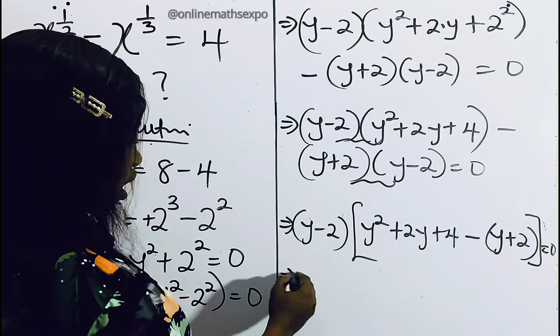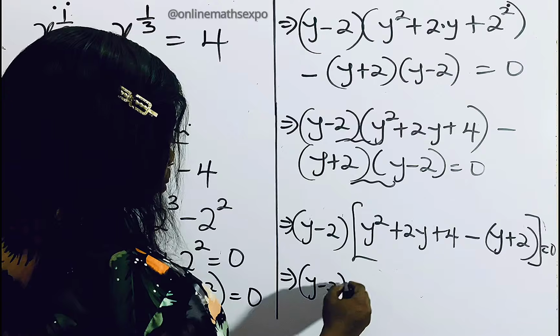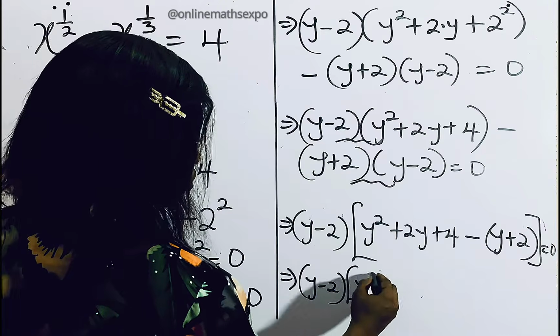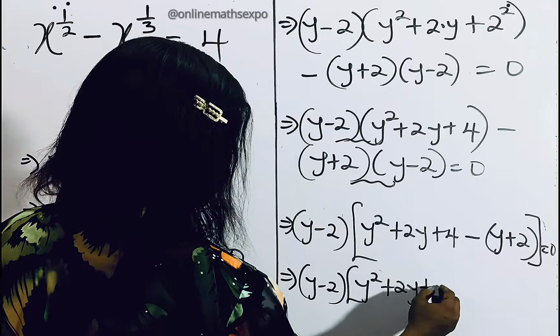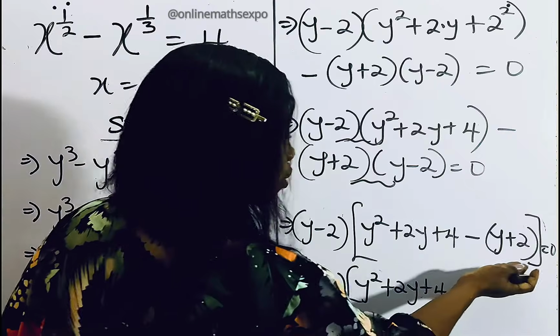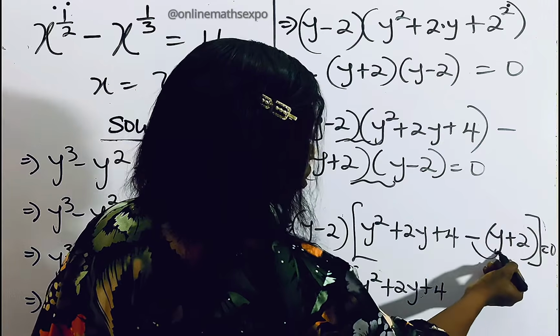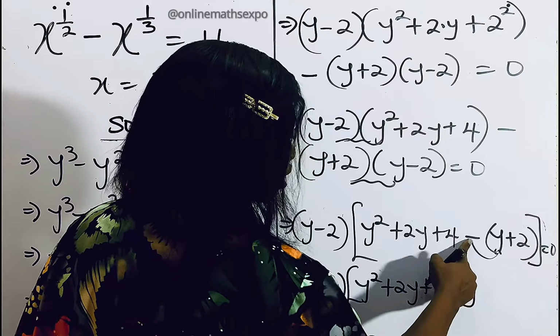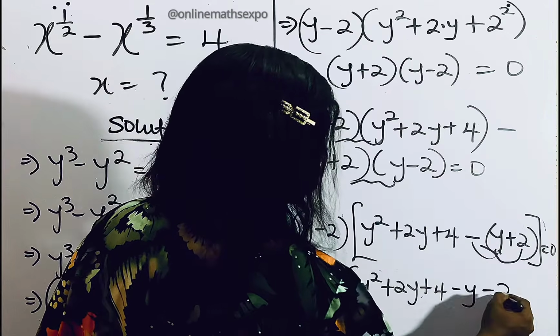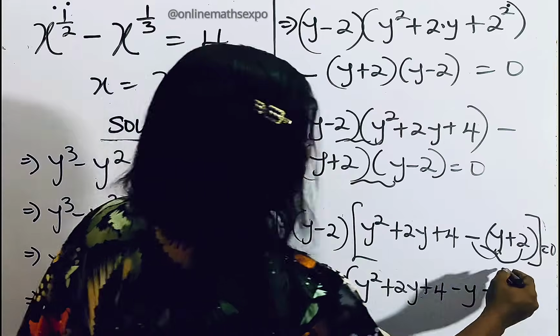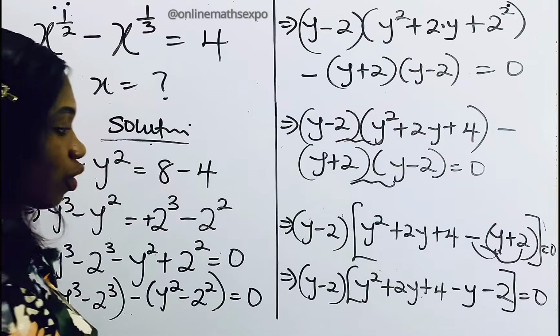We keep simplifying. y minus 2 into y squared plus 2y plus 4. To open up this, we distribute this negative inside. So this will multiply this. We have negative y, and this will make this to be negative 2. Did you see that? And this is equal to 0.